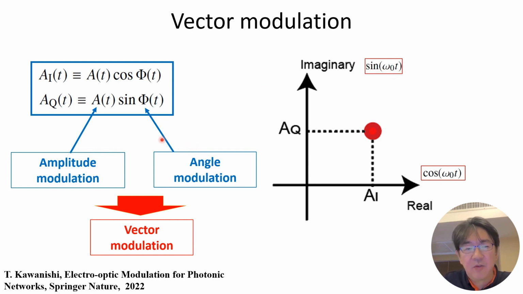As I mentioned before, the modulation can be described by the amplitude modulation or angle modulation. Angle modulation can be mathematically expressed by the modulation on the instantaneous phase, and this part corresponds to the amplitude modulation part. By combining them, we can control the optical signal on the complex plane. As you may know, we can call it the vector modulation.